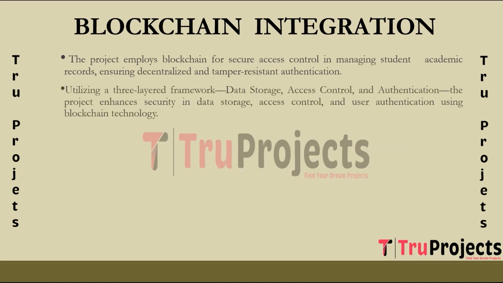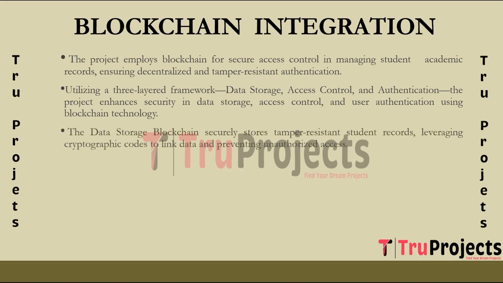The project incorporates a three-layered blockchain security framework comprising the data storage blockchain, access control model blockchain, and authentication blockchain. Each layer utilizes blockchain technology to enhance the security of data storage, access control, and user authentication. The data storage blockchain is a layer dedicated to storing student records in blocks using cryptographic codes to link them. This ensures the tamper resistance and security of stored data, with the decentralized nature of the blockchain preventing unauthorized access.